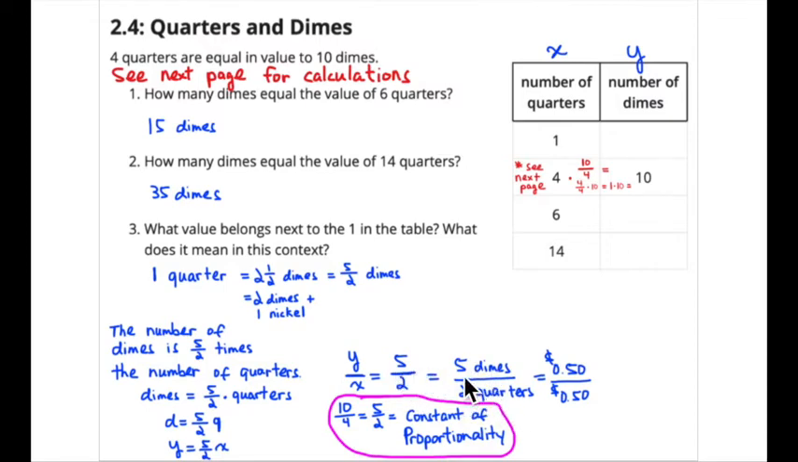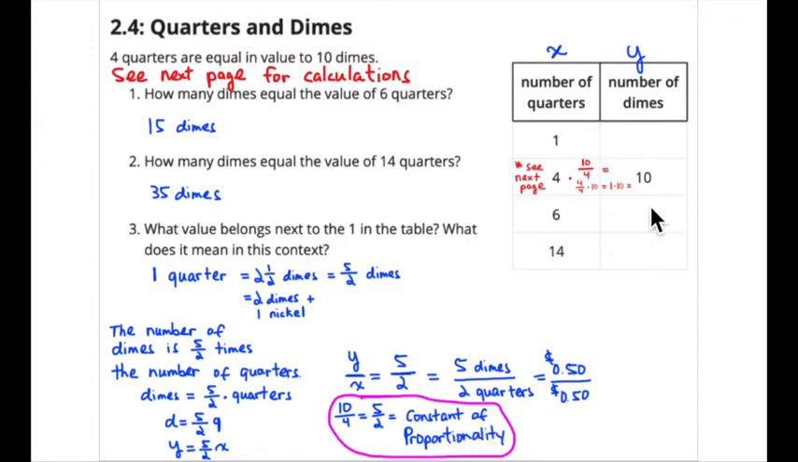Well, that makes sense. 5 dimes is 5 times 10 cents, which is 50 cents, and 2 quarters is 2 times 25 cents, which is 50 cents. So this ratio of 5/2 makes sense. 10/4 is equal to 5/2, so it simplifies to 5/2, and I'm going to go through that on the next page. And that is the constant of proportionality.